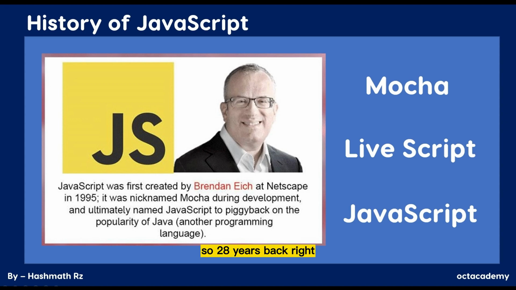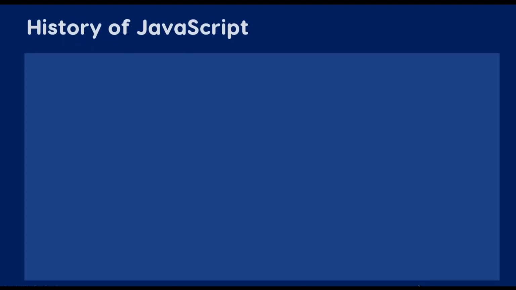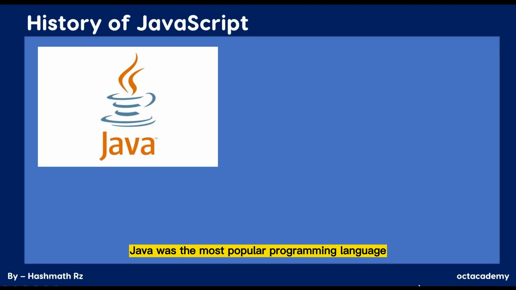So 28 years back, right? The language was initially called Mocha, but a few years later they renamed this to LiveScript, then they renamed this to JavaScript. So guys, at this time Java was the most popular programming language, and the Netscape company wanted to take advantage of this Java popularity for their scripting language by renaming it to JavaScript.